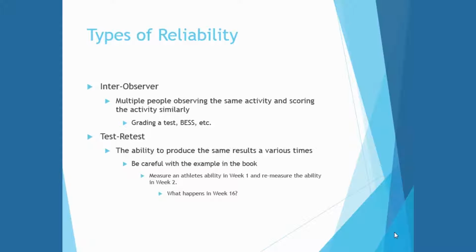Now, there are various types of reliability. You have inter-observer and test-retest. I've mentioned test-retest. Test-retest is I take an exam, I come back, I make a 92. And I come back and take the exam and make a 92. And I come back and make a 91. And the next time I make a 93. So I'm consistently being able to do that over and over again. Whereas with inter-observer, you have multiple people observing the same activity and scoring the activity similarly.